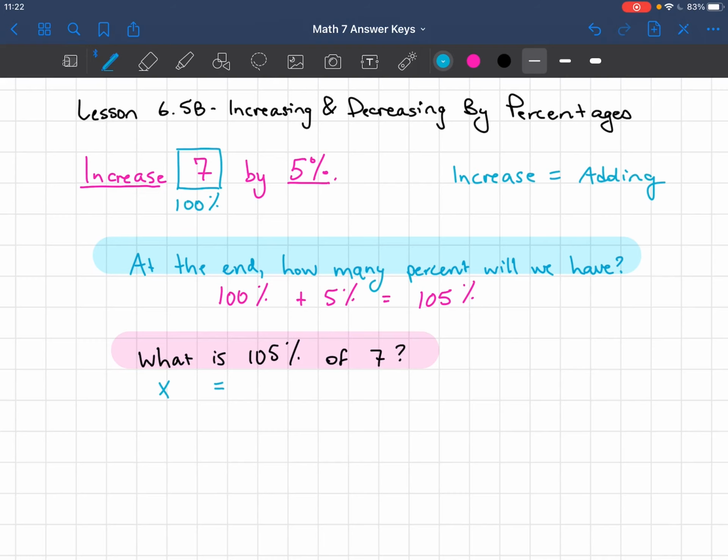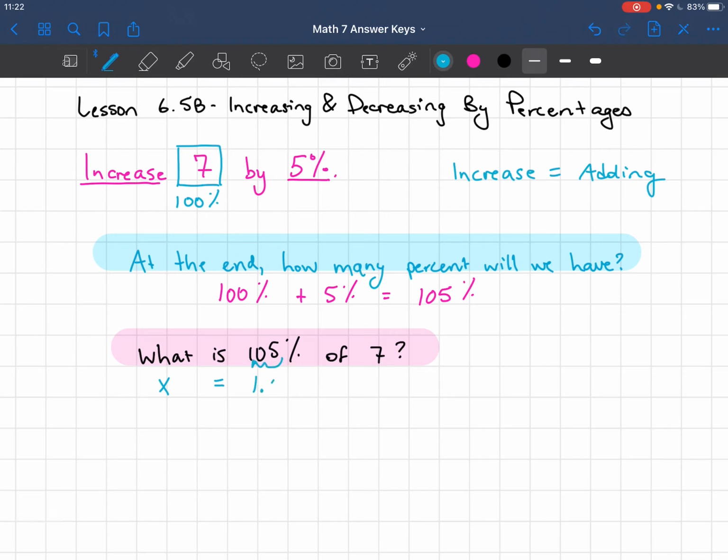Is becomes equals. So we need to remember that when we're converting percentages into decimals, we take the decimal and we move it twice to the left. So we should have 1.05, because remember that all percentages must be converted into normal decimals. Of becomes times, and 7 stays the same.